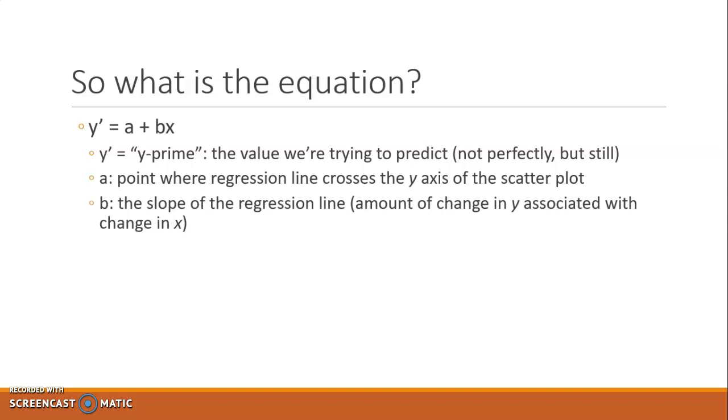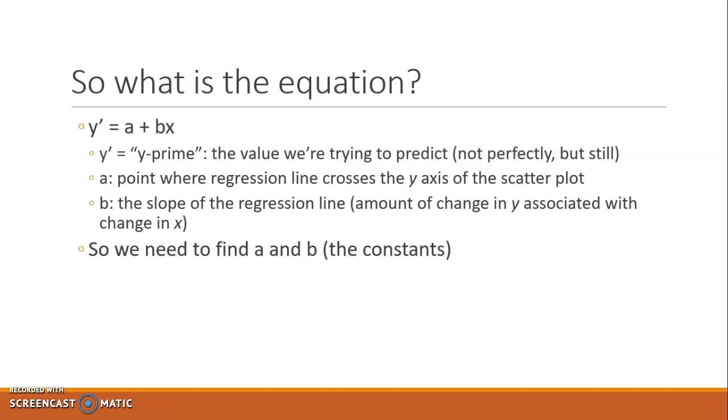We're trying to find y prime. What do we need? We need where the regression line crosses the y-axis. We need to know the slope of the line, and we need to know where we're at in terms of x. So what do we need to find? We need to find a and b. Okay, we have x. We're going to find y.